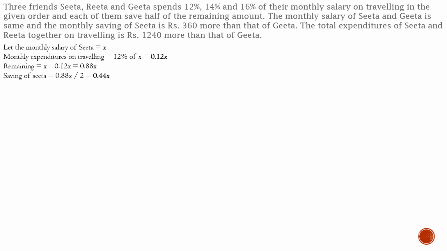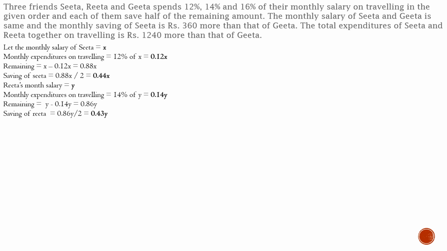This is for Sita. Now we'll do the same calculation for Rita. So let us take the monthly salary of Rita as Y. Now she spent 14% on traveling. So 14% of Y will be 0.14Y. So the remaining amount will be Y minus 0.14Y. So 1 minus 0.14 is 0.86Y. So the saving of Rita will be half of the remaining. So 0.86Y divided by 2 will be 0.43Y.